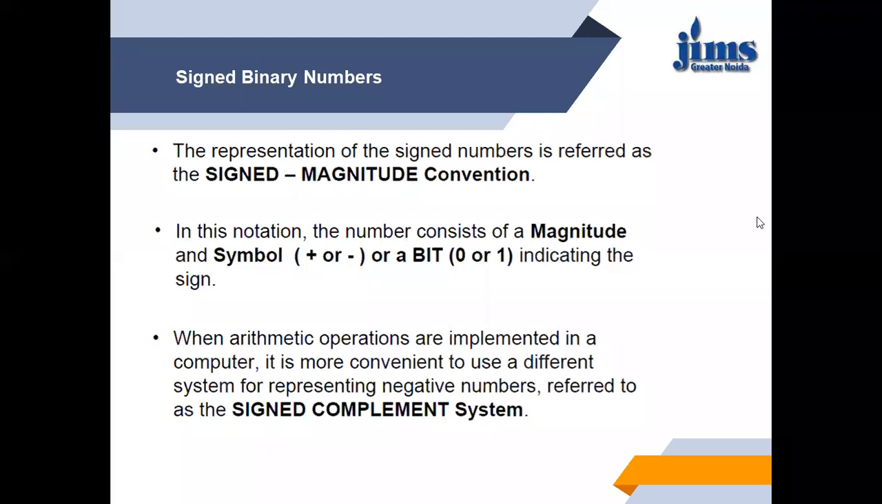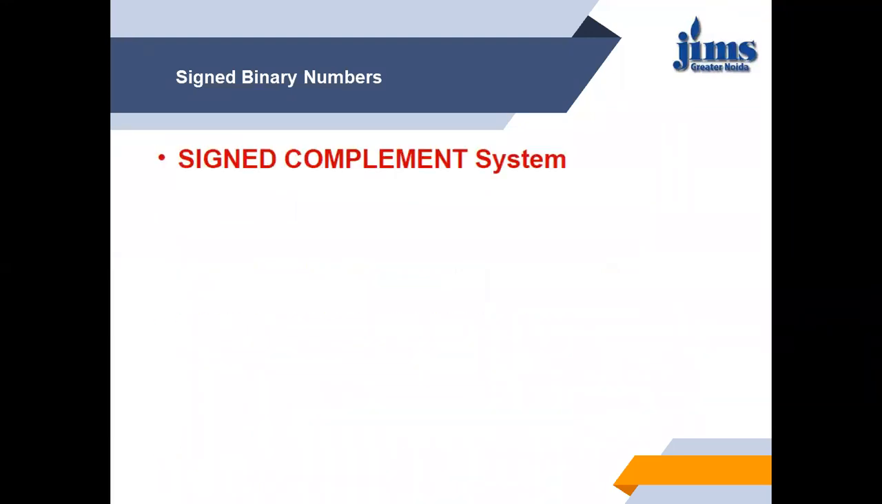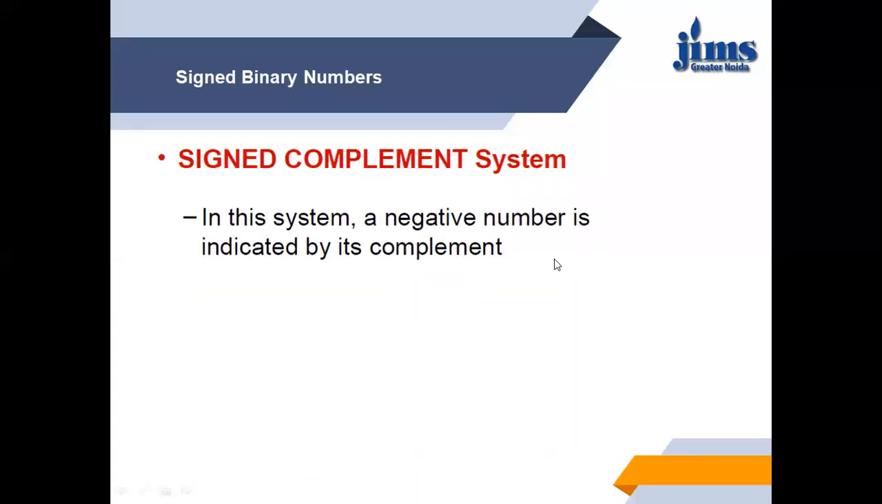Now there is another way to represent the number in your computer, with complements. We have studied there are two types of complements. In case of binary, it is either 2's complement or 1's complement. So we can represent a positive and a negative number with the help of complements also. Now the signed complement system we are going to discuss here. In this system, a negative number is indicated by its complement.